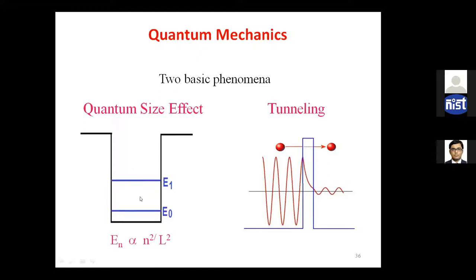Similarly, the other phenomenon is tunneling. This is the basic principle, as all of you know. If you take classical physics and strike a ball at a wall of very large height, the chance of getting the ball on the opposite side of the wall is zero, as per classical physics.